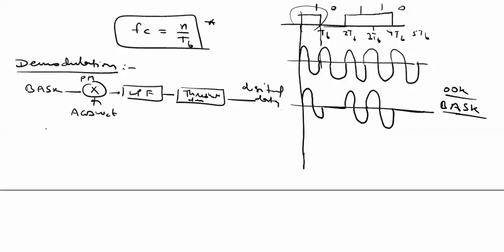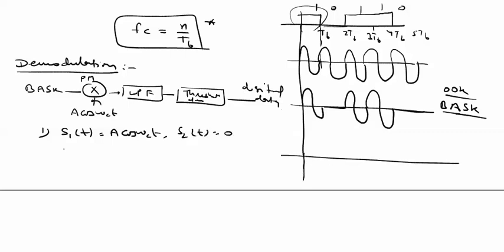In BASK we have two types of answer: S1(t) equals A cos omega ct, and S2(t) is 0. If we apply A cos omega ct multiplied with A cos omega ct, when the input is S1(t), the result is A square cos square omega ct, which is A square by 2 times (1 plus cos 2 omega ct).